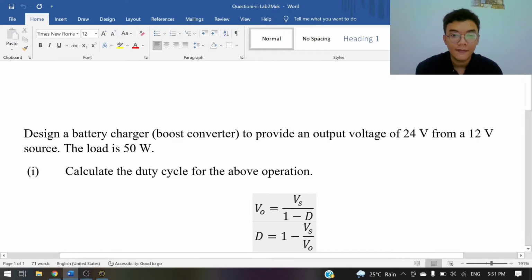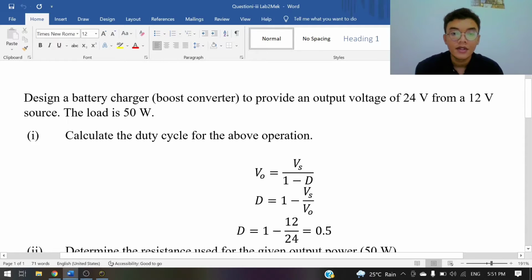So as you can see, this is the equation: V output equals V supply divided by 1 minus duty cycle. The equation wants the duty cycle, so D equals 1 minus V supply over V output. Just insert the information that was given. So 1 minus 12 divided by 24, and we get 0.5. So question 1 is done, we proceed to question number 2.